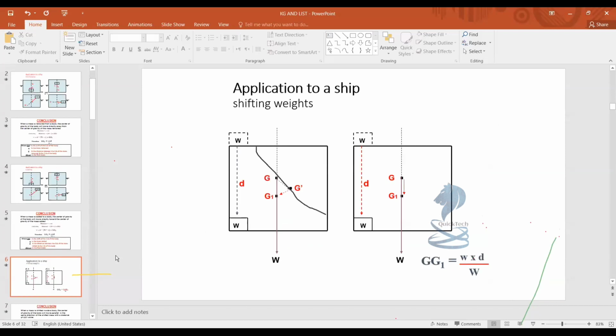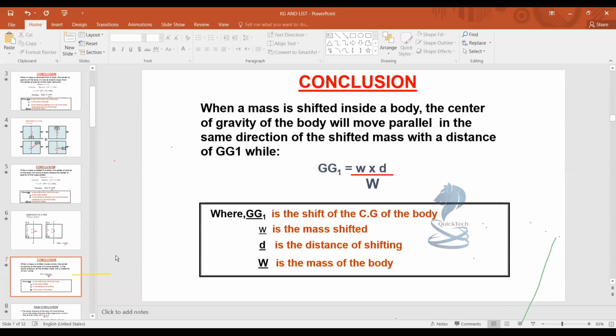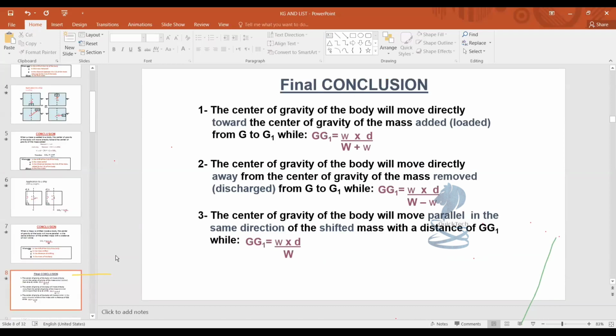Further ahead, after addition and subtraction of weights on a ship, now let's see the effect on center of gravity when weights are shifted on a ship in the following diagrams. Here the center of gravity changes from G to G1 and sets finally at G dash. So the conclusion, when a mass is shifted inside a body, the center of gravity of the body will move parallel in the same direction of the shifted mass with a distance of GG1, while GG1 is equal to small w into d divided by big W.